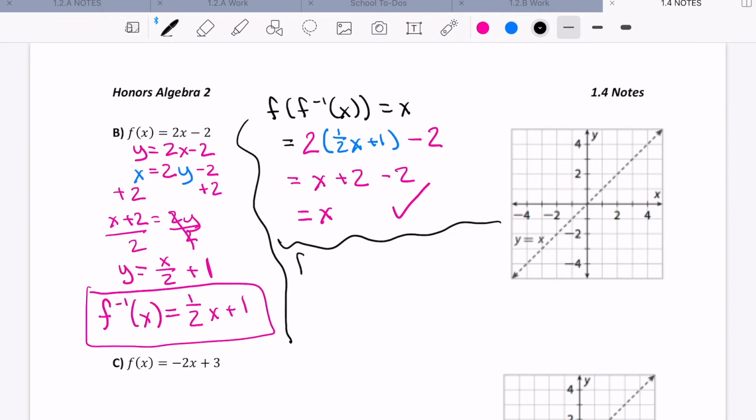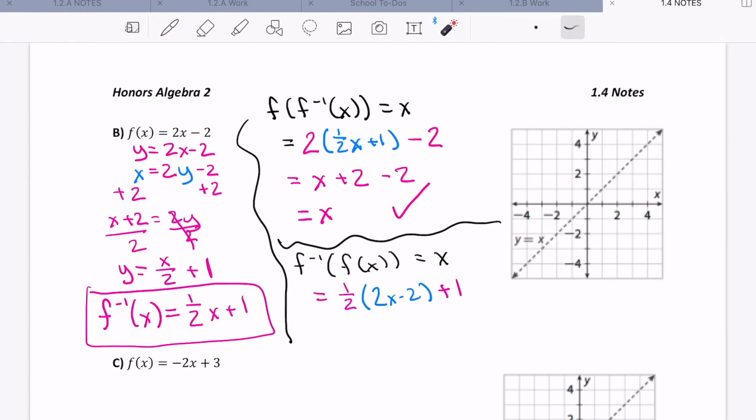Second composition, we are now substituting the inverse function of the function of x, and we are proving that it equals x. Start by writing my equation, 1/2 x, and remember x is now the function, so 2x minus 2 plus 1. Okay, I took my original function and plugged it in for x in the inverse, and now we simplify. 1/2 times 2x is 1x. 1/2 times negative 2 is negative 1. Plus 1 simplifies down to x. So again, we have proven that it works.